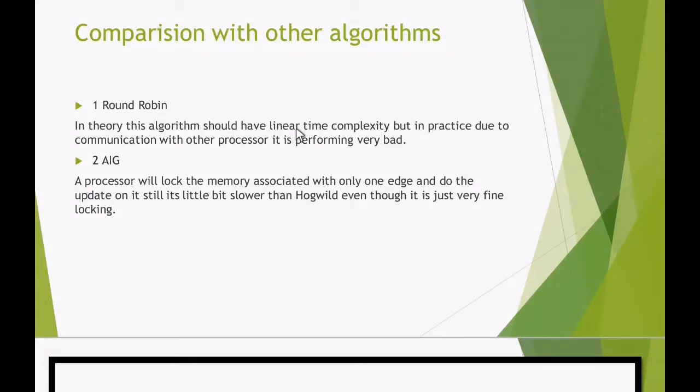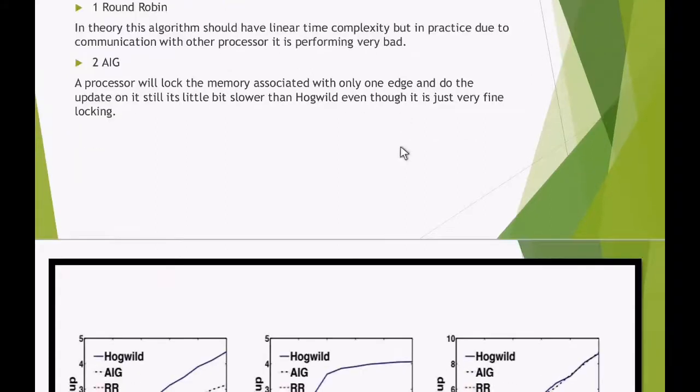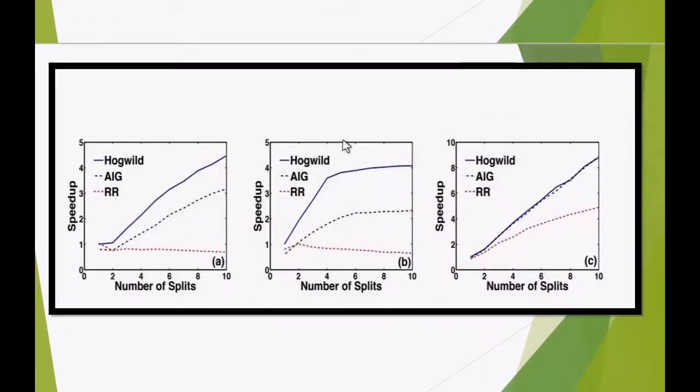Let's compare our algorithm with other algorithms. I have taken two algorithms, round robin and AIG. For the round robin algorithm, theory suggests that it should have linear time complexity, but in practice, due to the communication between the processors, its performance decreases. Similarly, the AIG algorithm is just like the Hogwild algorithm, but it still locks the memory associated with one edge of the hypergraph. Because of that locking, its performance is way lower than the Hogwild algorithm.